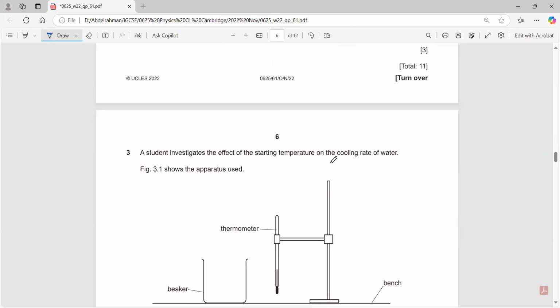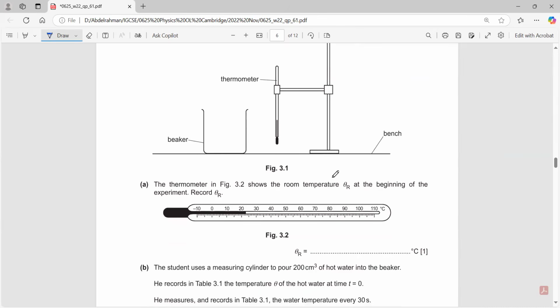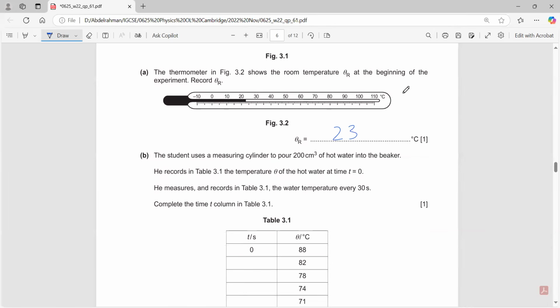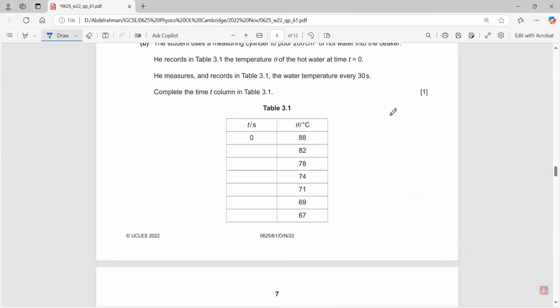A student investigates the effect of starting temperature on the cooling rate of water. Can I find the room temperature? Yes, the room temperature is around 23 degrees Celsius. Do not forget the unit. The unit is already written. 23 degrees Celsius. The student uses a measuring cylinder to pour 200 cm³ of water. The temperature of the hot water at time 0 was 88. He measures the water temperature every 30 seconds.